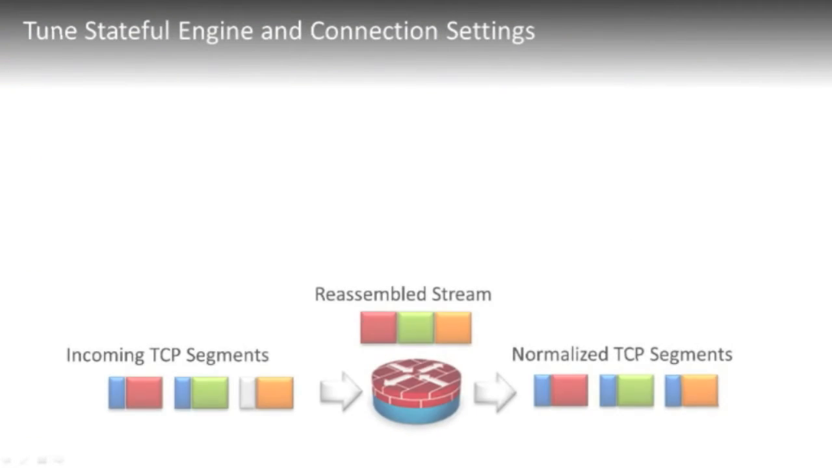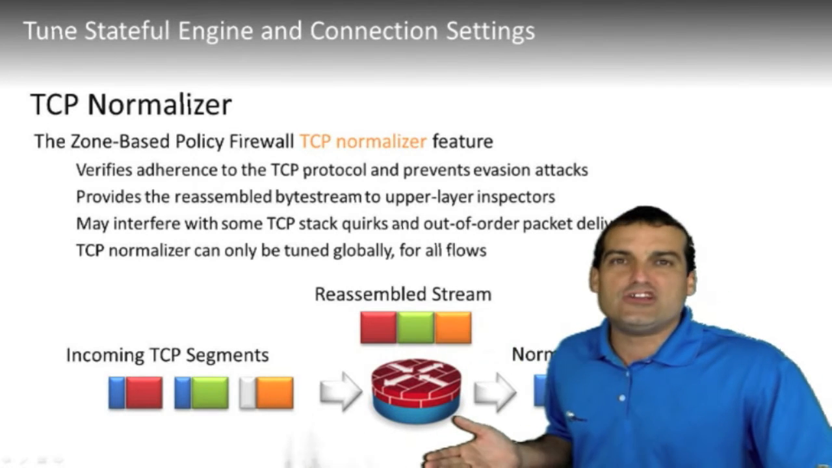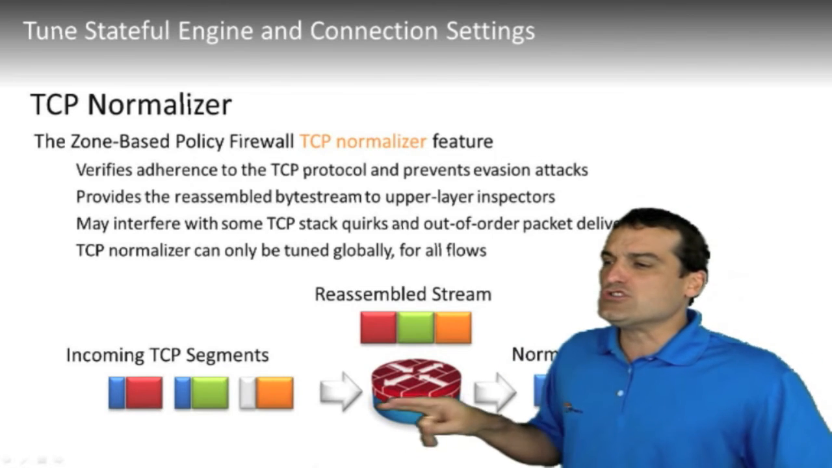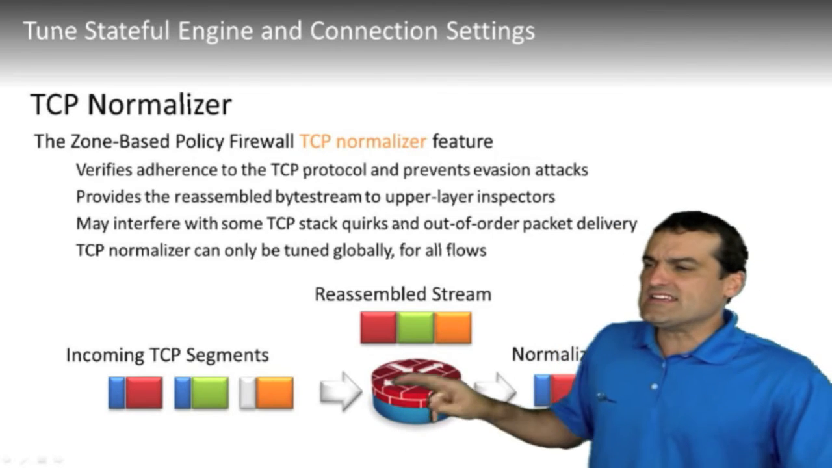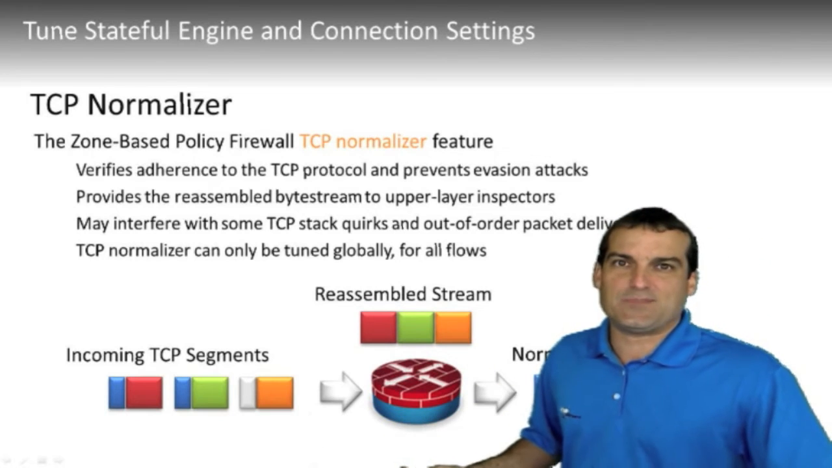Now, there's also a TCP Normalizer function that you probably realize is in the zone-based firewall. It's great. It can reassemble streams and then make sure that they're not violating the TCP protocol. The TCP Normalizer is really an anti-evasion technique by the zone-based firewall. It's like, hey, look, I know what you'll do. You'll break up things in the TCP segments and you'll try and evade my application inspections.